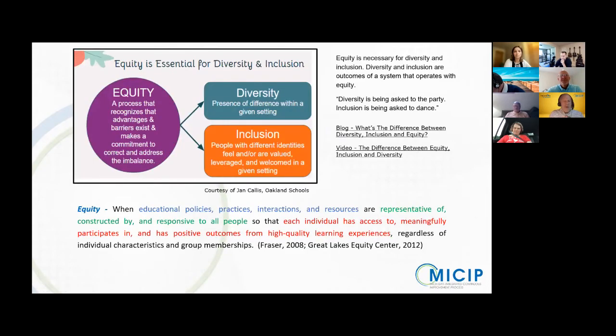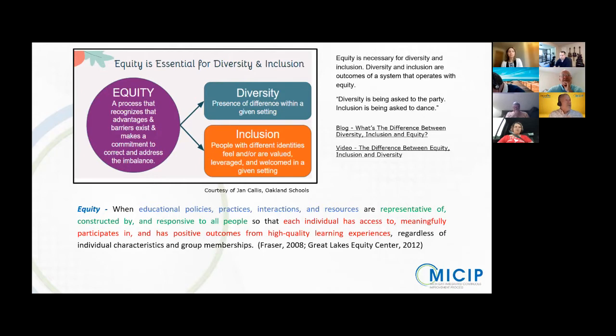let's talk first of all about, so what is it that we're talking about when we talk about equity? So you see a couple different definitions on the screen. First of all, you see that definition in the purple circle there, that it's the process that, first of all, recognizes that advantages and barriers exist, and then makes that commitment to actually correct and address that imbalance. Okay. And you'll notice at the top, it also says that equity is essential for diversity and inclusion. So what does that mean?